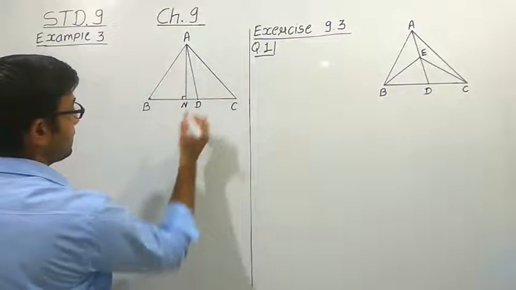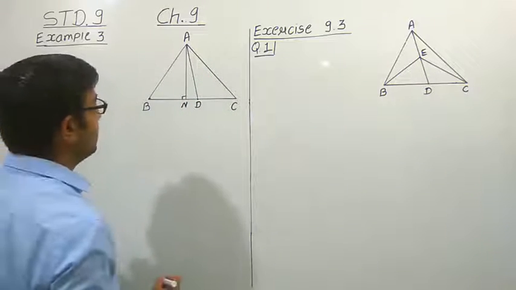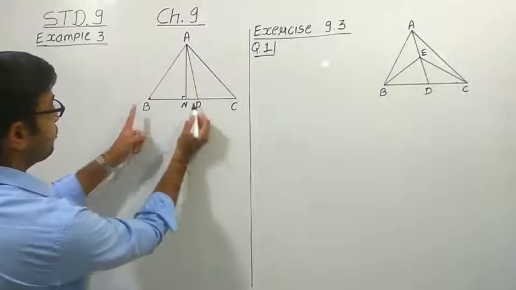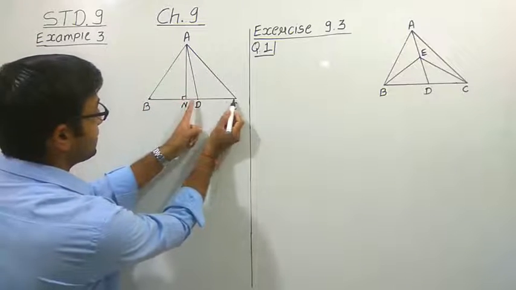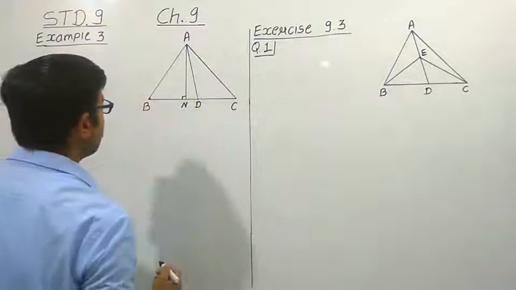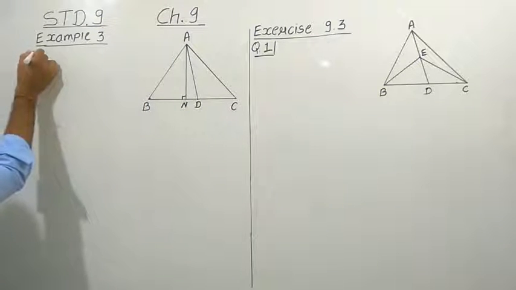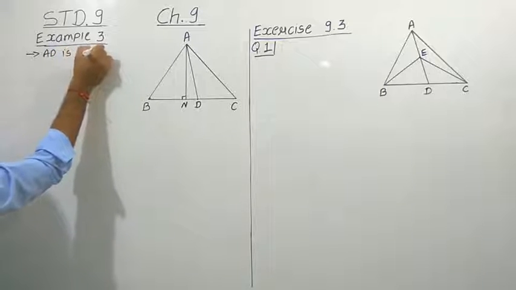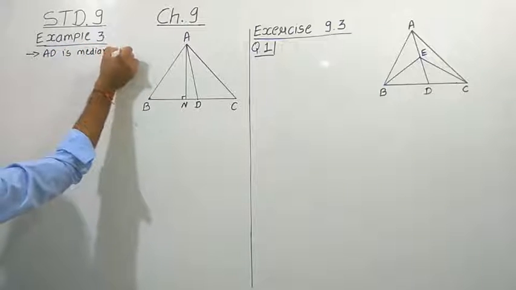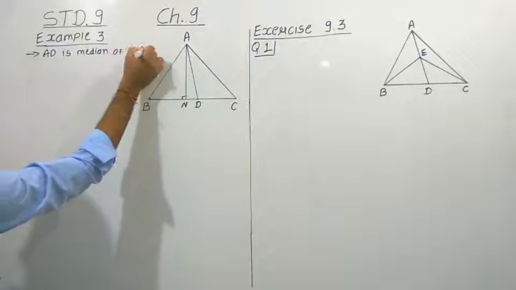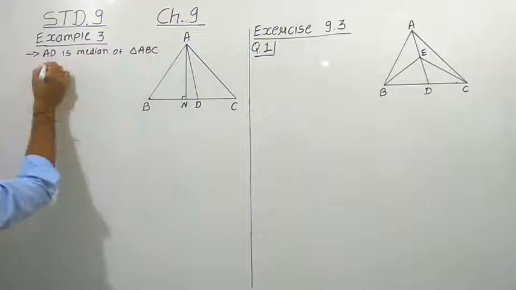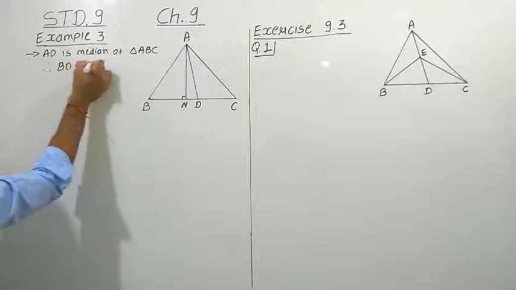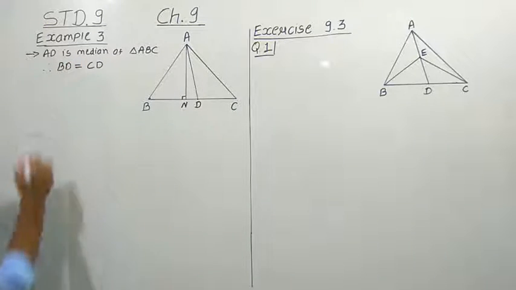This AD is the median of this triangle ABC, so that this BC side is divided into the two parts BD and CD, and both these parts are equal. So here we can write down that AD is the median of triangle ABC, and therefore we can write down that BD is equal to CD, right?